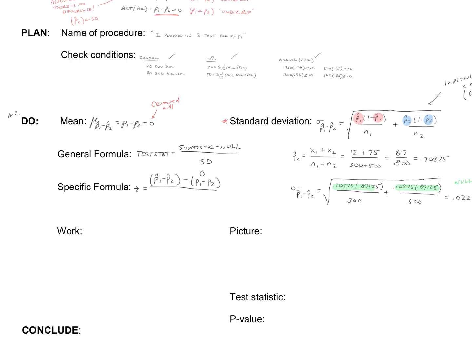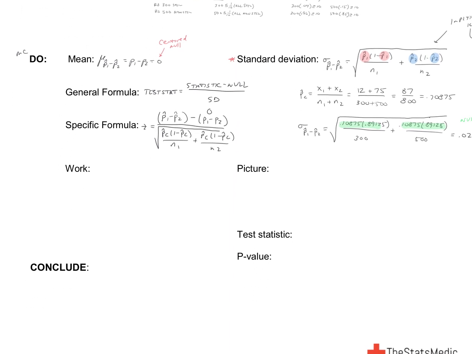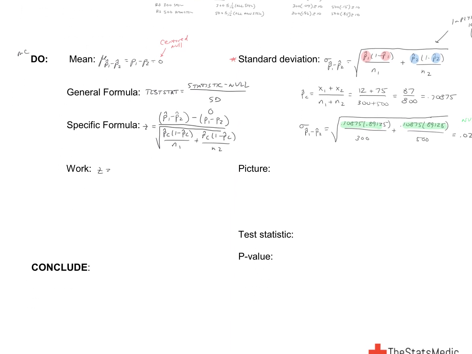We assumed no difference, all divided by the square root of p hat c times 1 minus p hat c all over n sub 1 plus p hat c times 1 minus p hat c all over n sub 2. And so if we go through and show our work for that, let's calculate how many standard deviations our difference of negative 0.11 was.